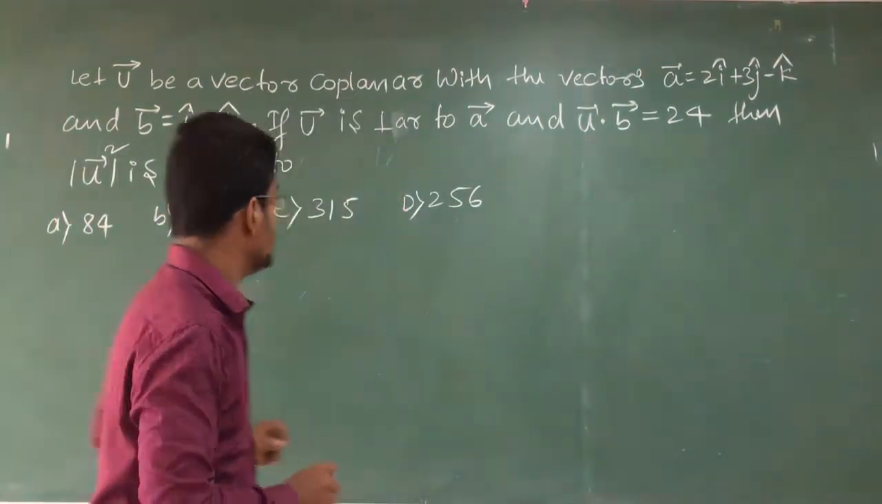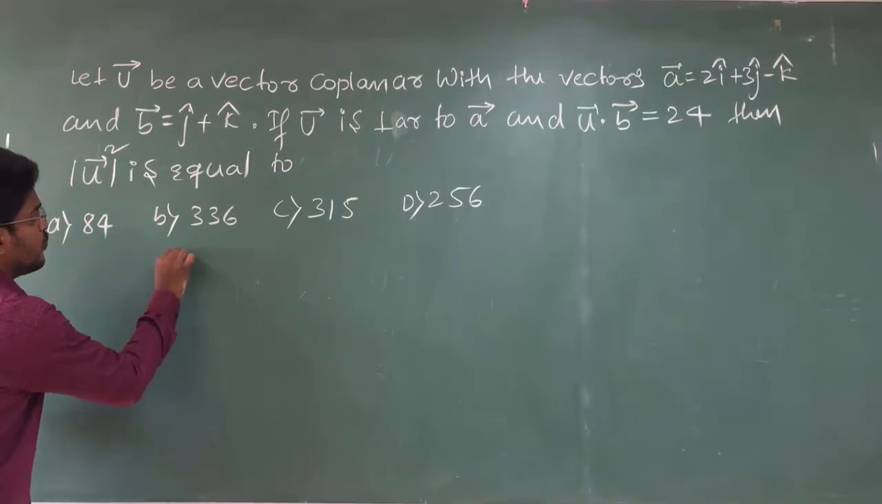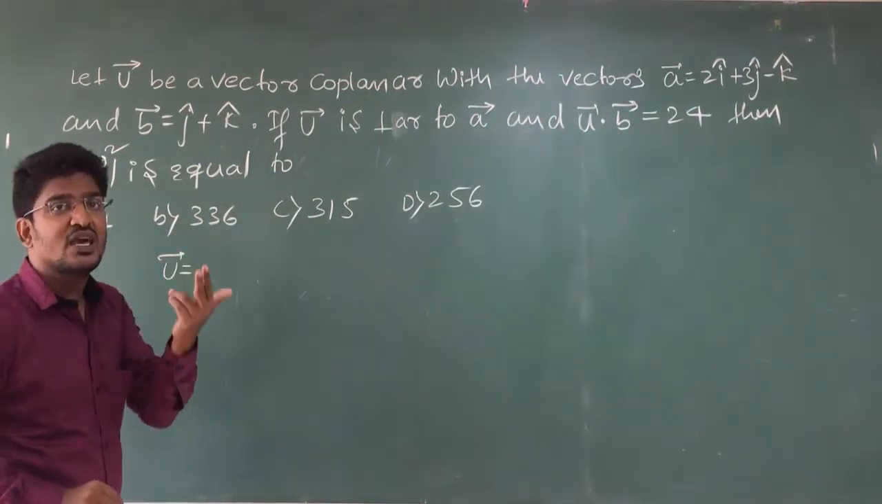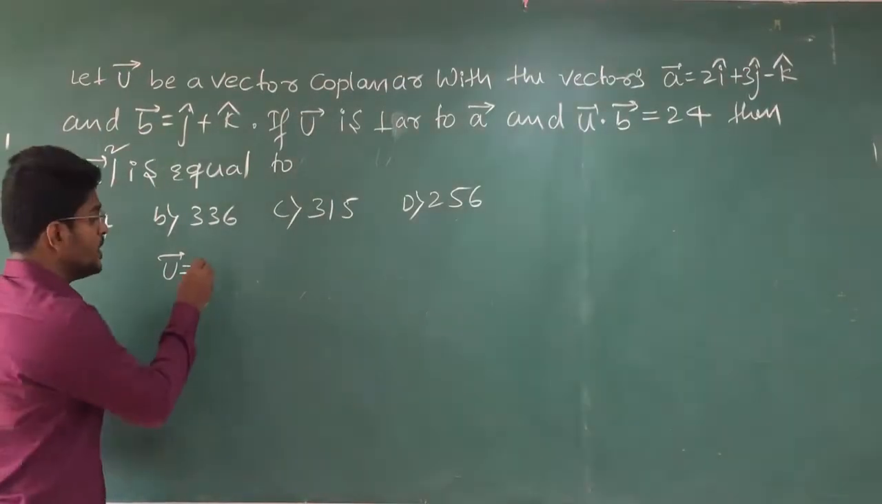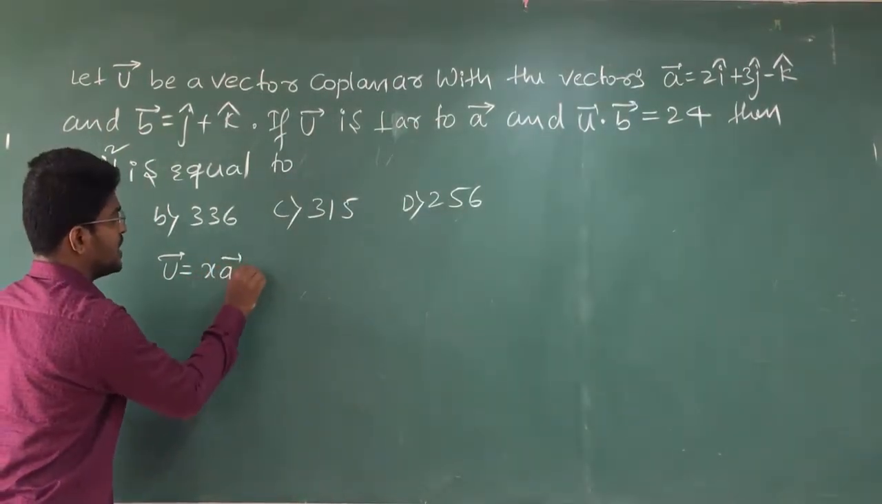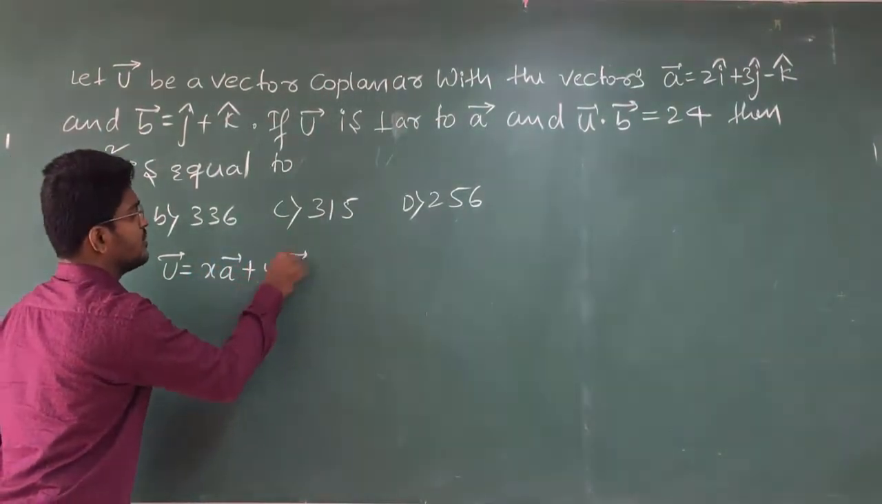Clear? So here, students, if vector u is coplanar with vector A and vector B, I can write it as vector u is equal to x into vector A plus y into vector B.